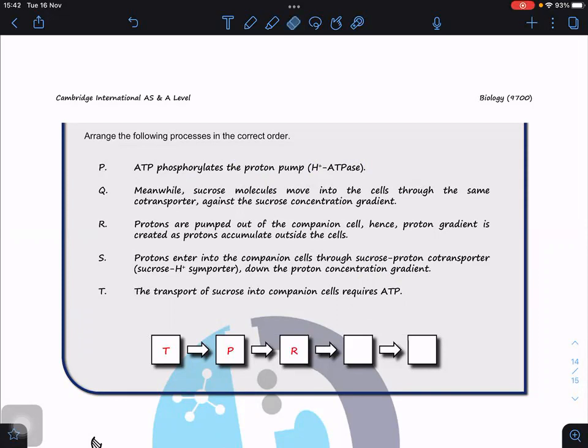Therefore, the protons are pumped out of the companion cells and a proton gradient is created. Then protons can enter back into the companion cells through the sucrose-proton co-transporter, down the proton's concentration gradient. Meanwhile, sucrose molecules move into the cells through the same co-transporter against the sucrose concentration gradient. Okay, so I made a diagram to summarize this again.